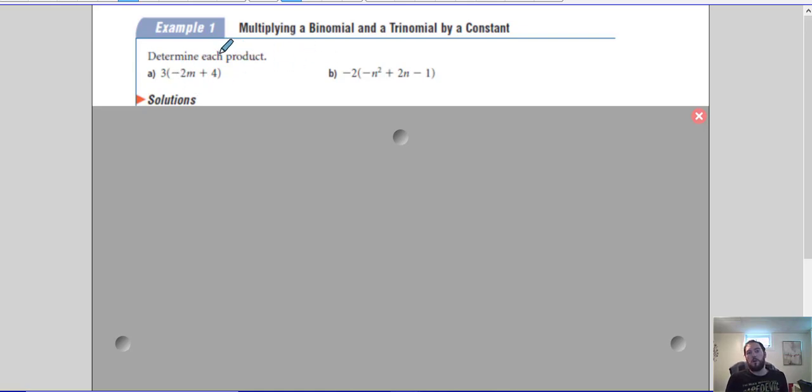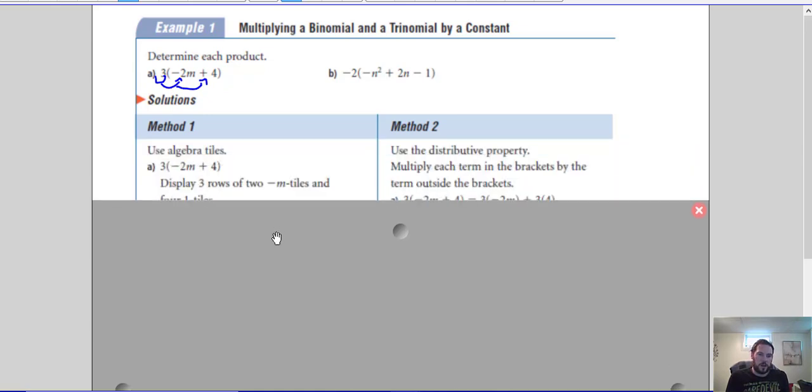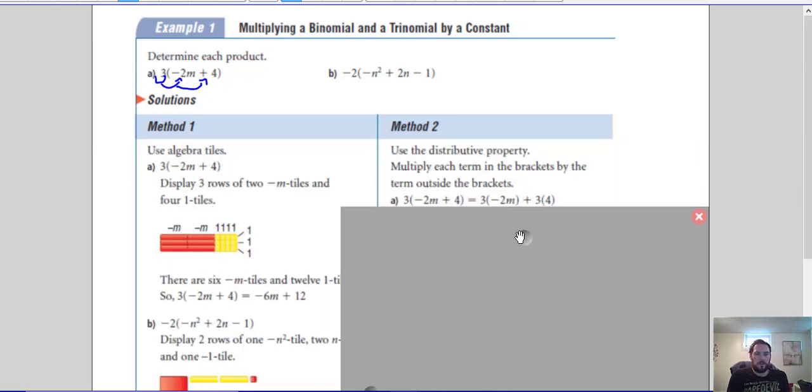If I took this polynomial, negative 2m plus 4, and I wanted to multiply it by 3, I have to take this 3 and multiply it into both terms inside that polynomial. And I can do that in a couple of different ways. I could do it by using my algebra tiles, because what is 3? It's telling me the number of groups. So all I need to do is take my negative 2m plus 4 and write it out 3 times, and then from there add it up.